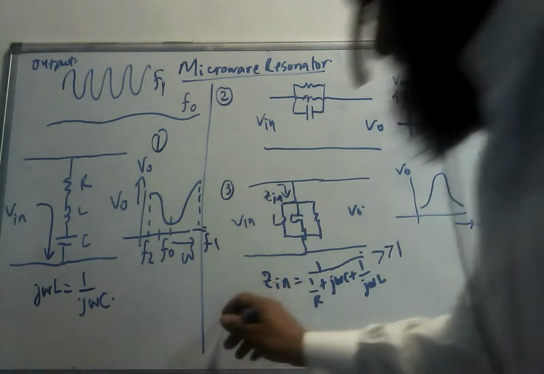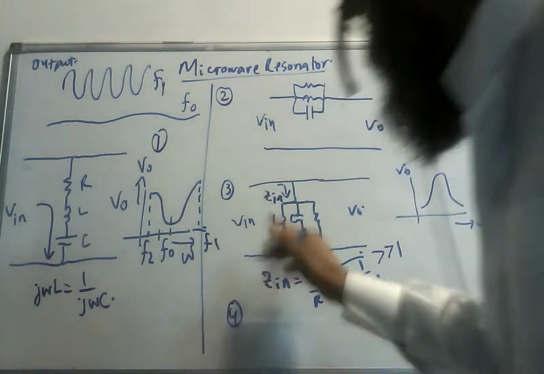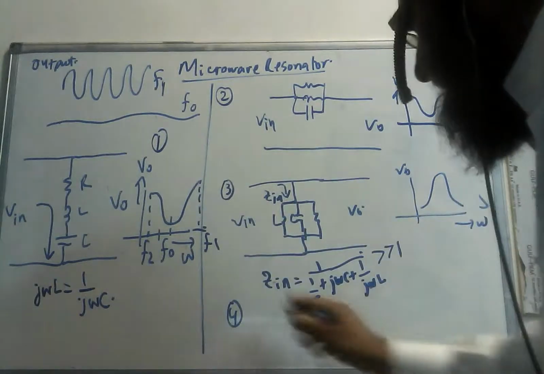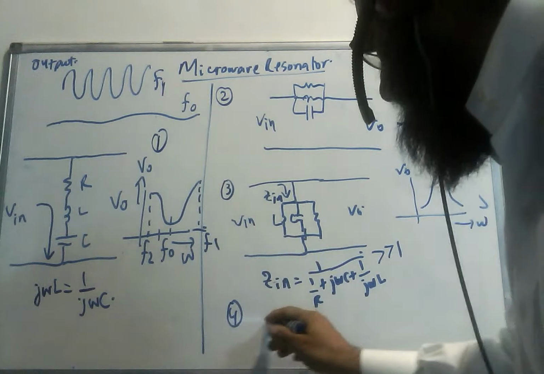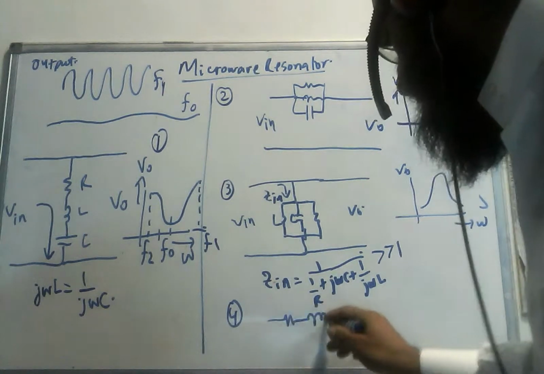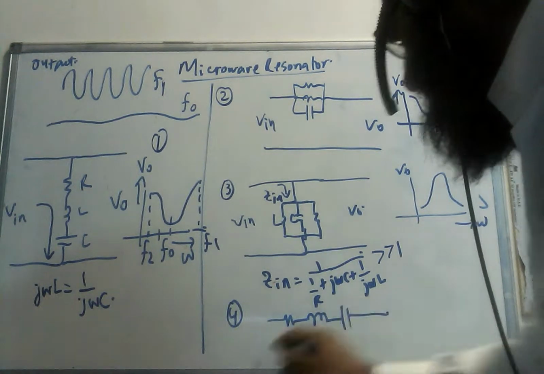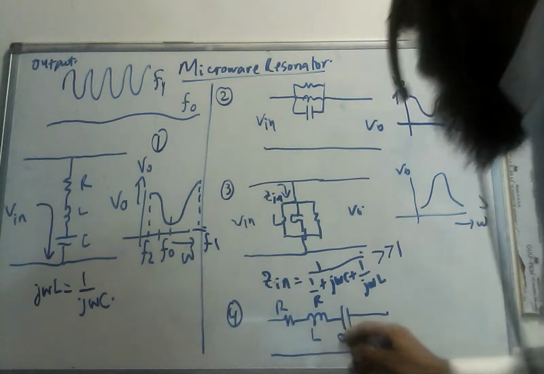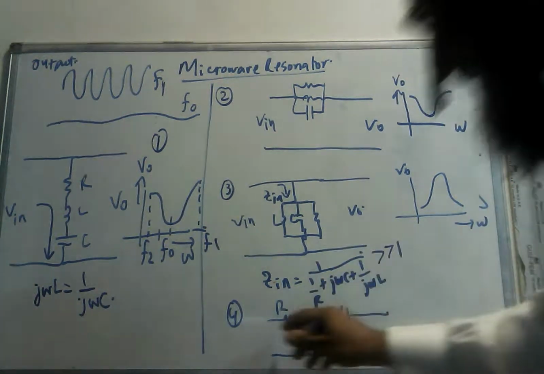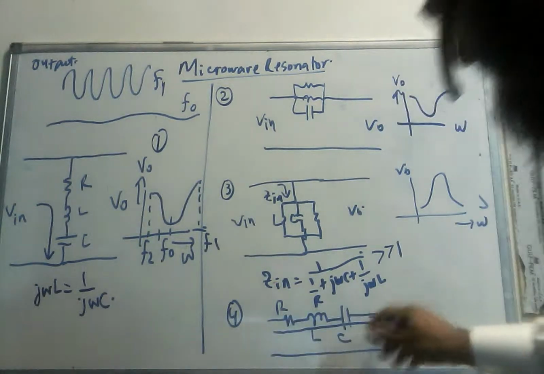Fourth example is series resistance in parallel. Parallel, series, yeah, series in series. So it is R, L, and C like this. So I have R, L, and C. Now at the resonance, everything will go on this side.